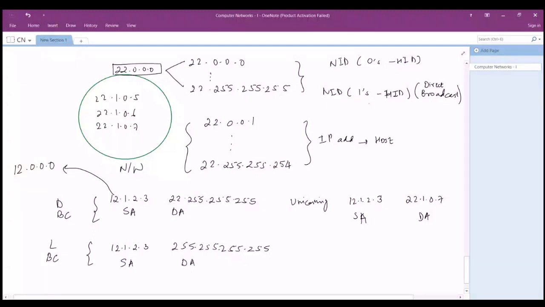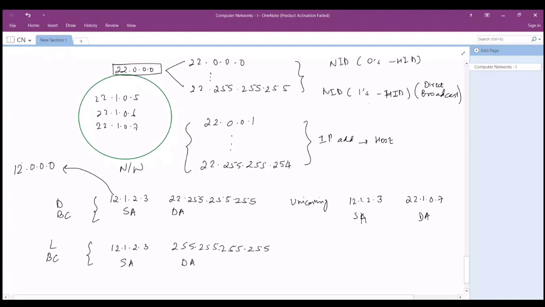But a direct broadcasting address depends on the network, and it's very logical if you just think it over. For direct broadcasting, we are sending to a different network, so we require the network ID. We don't require the host ID because broadcasting means we have to send to all hosts. So the host ID is not required.